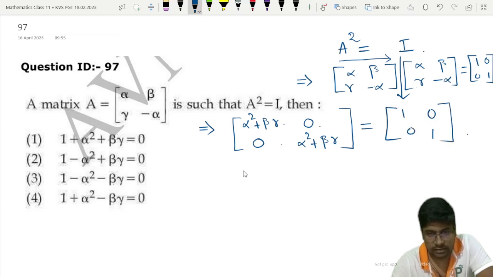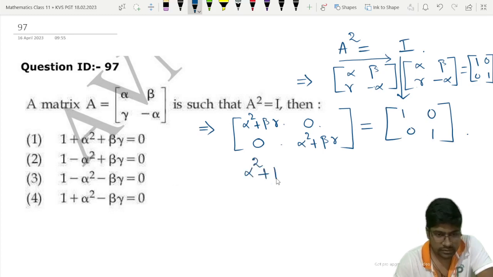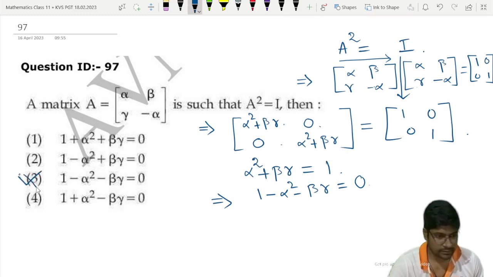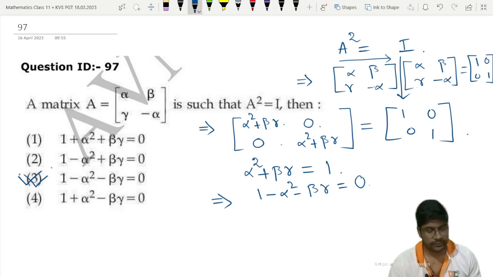Now there is nothing else in the problem, so just compare the two matrices. If we compare, we will get alpha square plus beta gamma is equal to 1. So from here we are getting 1 minus alpha square minus beta gamma equal to 0. So which option will be correct? Look at the options. We can see that option 3 is the correct answer: 1 minus alpha square minus beta gamma is equal to 0. So this was question number 97.